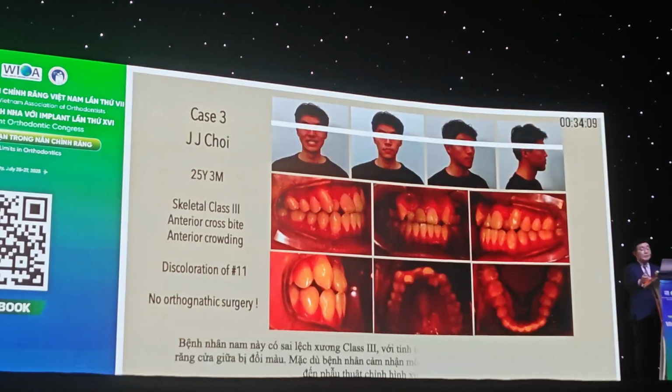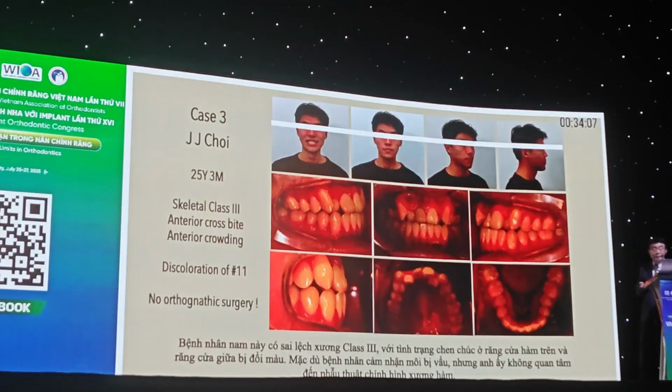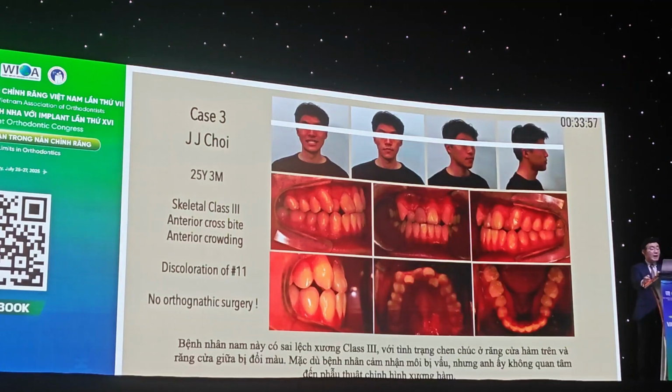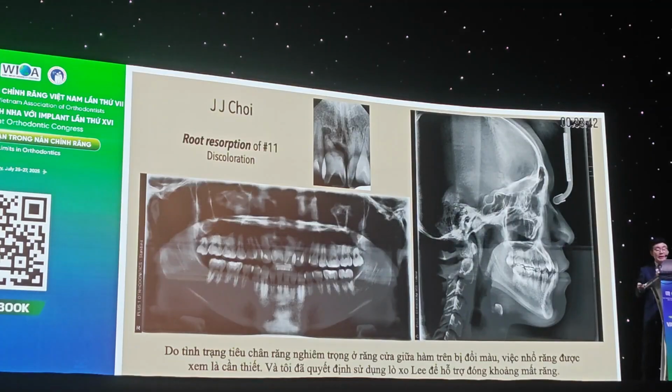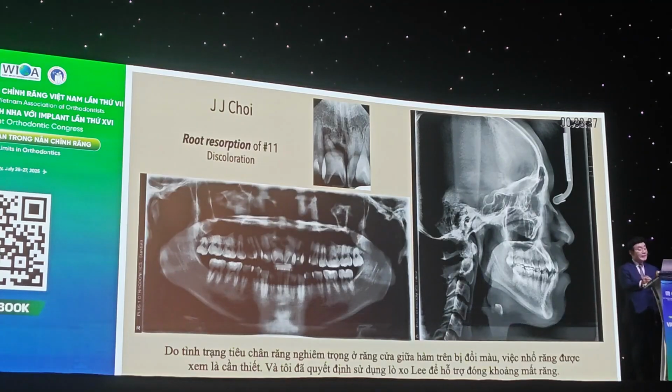This male patient exhibits skeletal class 3, with crowding in the maxillary incisors and discoloration in the central incisor. Although the patient perceives lip protrusion, he is not interested in orthognathic surgery. Due to severe root resorption in the discolored maxillary central incisor, extraction was deemed necessary, and I decided to utilize the lead spring to facilitate the closure of this space.